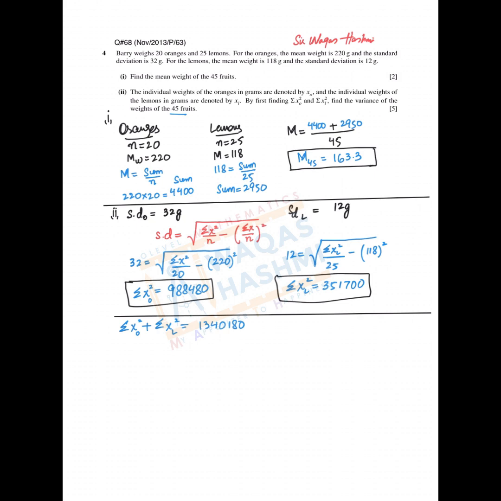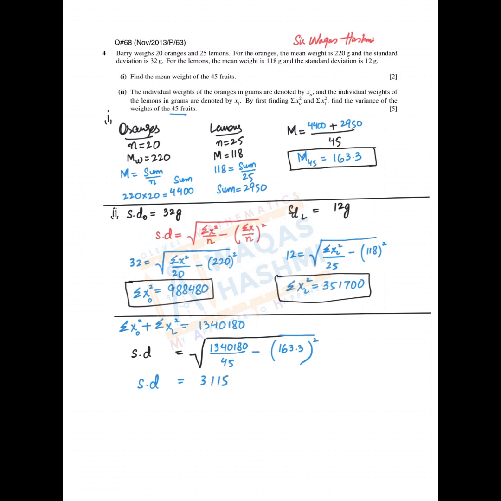Alright, so firstly for the standard deviation for the 45 fruits, the working formula is simple. That is summation of x square, we have found it's 1340180, divided by 45 fruits, minus mean square. Mean we had found in the previous part, and that was 163.3 square. So that is the total working formula. We need to simplify to find out standard deviation.